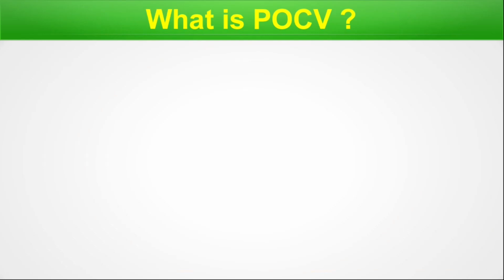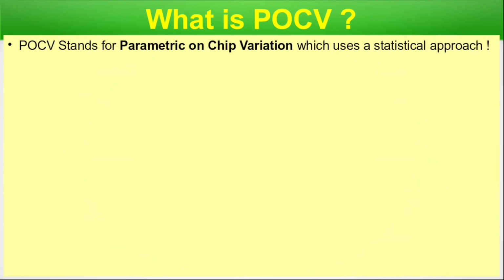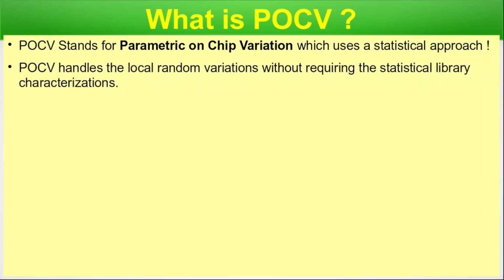What is POCV? Now, finally, we come to the slide of our concern of today's episode. POCV stands for Parametric On-Chip Variation, which uses a statistical approach. Up to this point, you have already known that we are dealing with the statistical STA, and POCV is somewhere in this picture. POCV handles the local random variation without requiring the statistical library characterization.